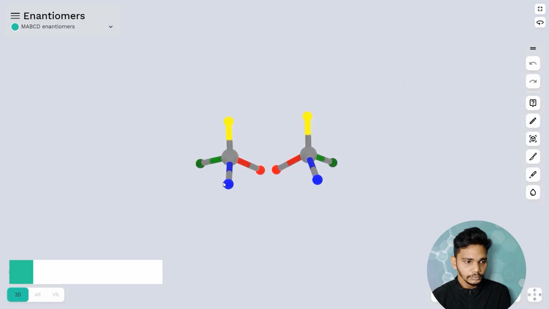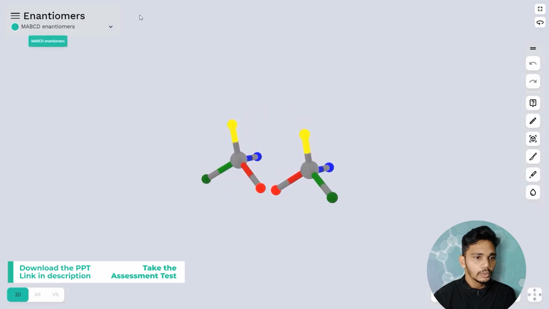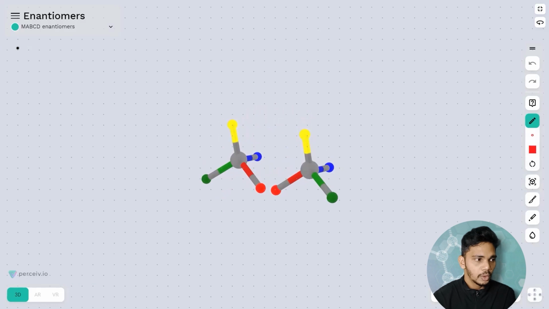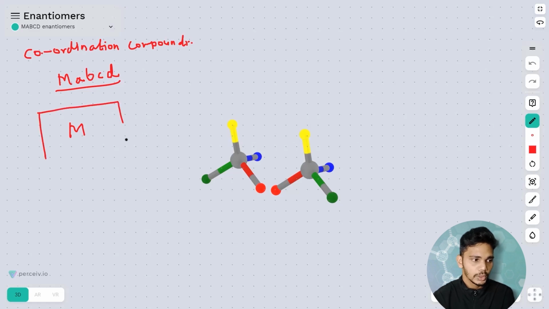Let's see here. Now I want to show you something. We are talking about a very important point here, that is, in a coordination compound, we are talking about the geometry. This structure is going to resemble an MABCD structure. The metal is obviously at the center, and it is going to show square planar geometry. Why square planar? Look here: 1, 2, 3, and 4, it is covering the whole square.